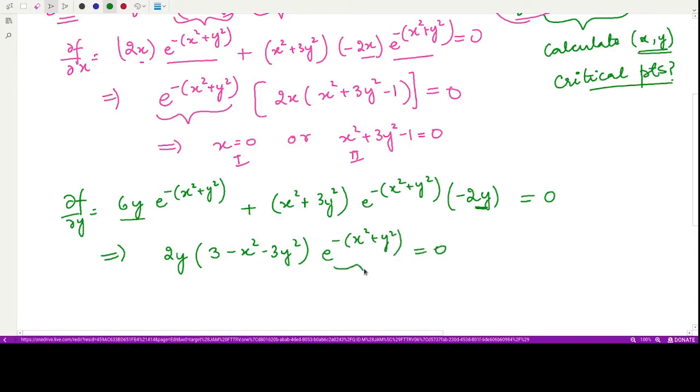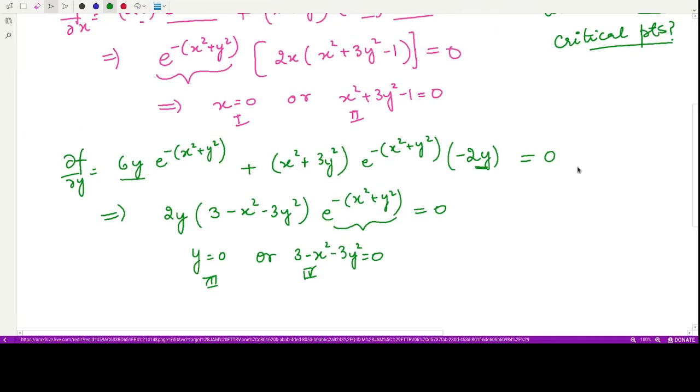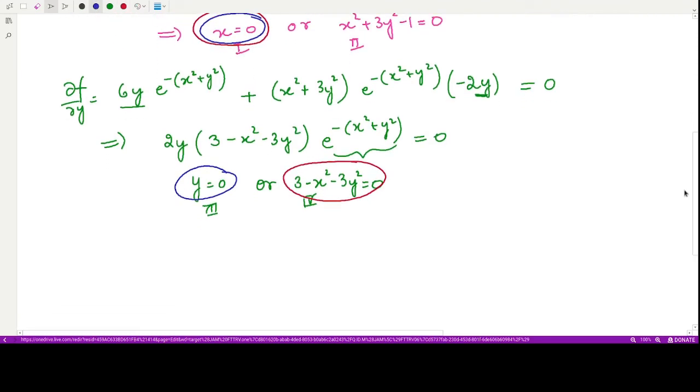Now the exponential term cannot be 0, being an exponential function that is always a positive quantity. Therefore we only have either y is 0 or 3 minus x square minus 3y square is equal to 0. This is the third equation and this is the fourth. For the critical points, you may have the first term with the third, or the first with the fourth, or the second with the third, or the second with the fourth. Let me talk about the first possibility first.